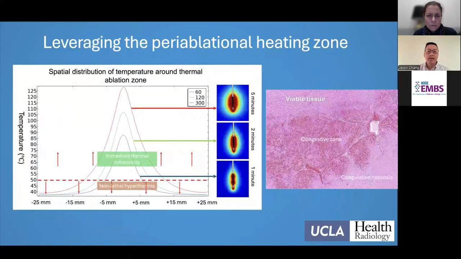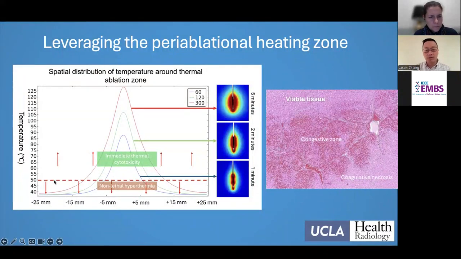And so one thing we try to do is look at exactly what the heating zone is like around the ablation zone. So here is, again, the y-axis is the temperature. X-axis is the spatial distribution of heat, okay? So this is a 1-minute ablation, 2-minute ablation, a 5-minute ablation. And you can see this is the center of your ablation zone right along the needle. And you can see that, like you expect, this is your 1-minute, 2-minute, 5-minute ablation zone. You can see that it's very hot in the center, but it drops off as you get further and further away from the center of the ablation zone.